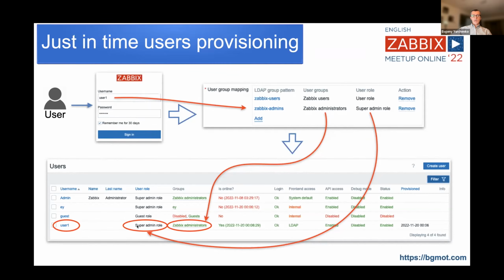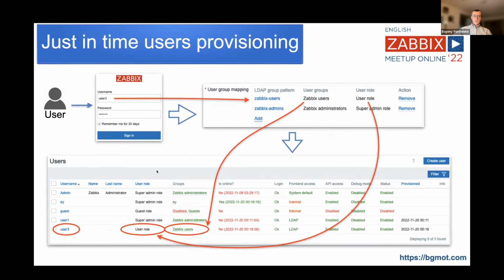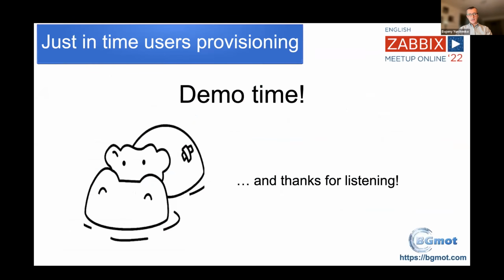User 1, super admin role, Zabbix administrator. If user 3 logs in, it's a member of Zabbix users LDAP group. It will go to Zabbix users group with Zabbix user role and username user3. Everything is simple. And now let me give you a quick demo. It's always fun.